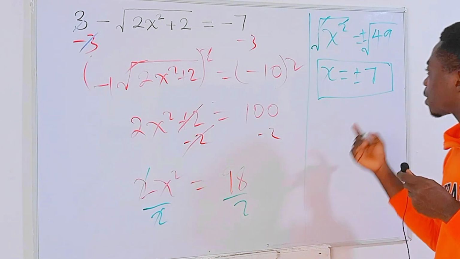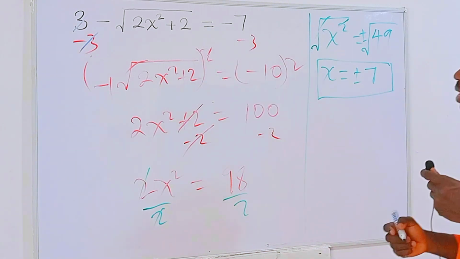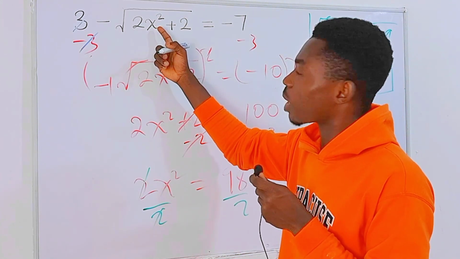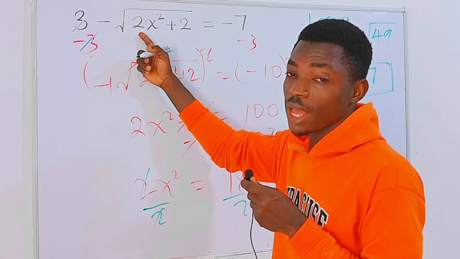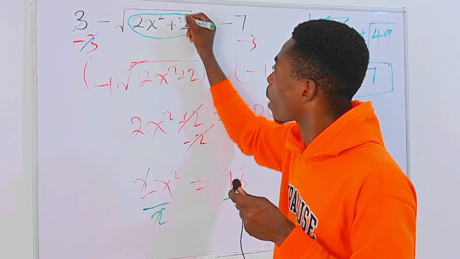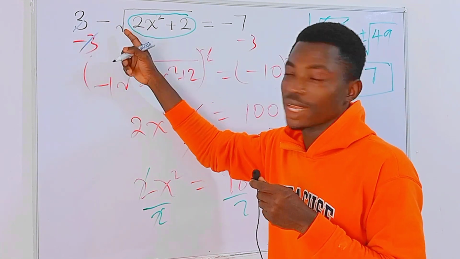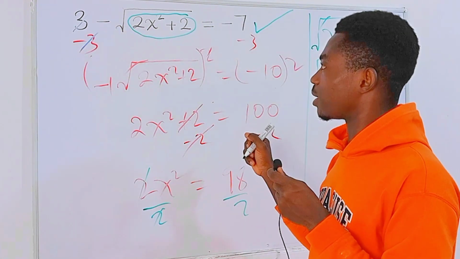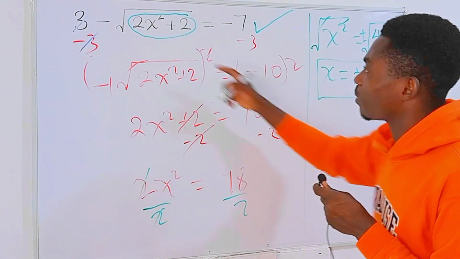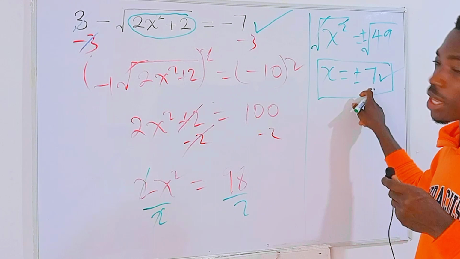Now to end everything, let's check and see whether all these answers satisfy the equation. Let's take when x is negative 7. If x is negative 7, we're going to have negative 7 squared, which is positive 49, times 2, that is 98, plus these 2, making everything right here equal to 100. Square root of 100 is 10. We have negative here, so 3 minus 10, that is negative 7. Because this is squared here, it means that when x is also positive, this is also going to work. So ladies and gentlemen, the final answer to this is x is equal to plus or minus 7.